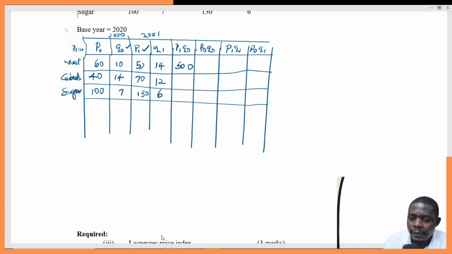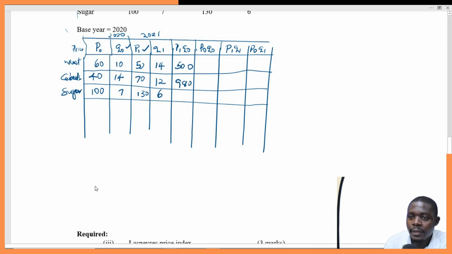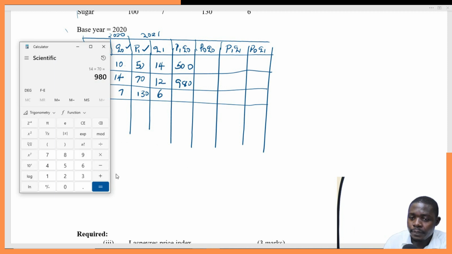14 multiplied by 7. 14 multiplied by 70. Not 7. You get 980. You record 980 there. Then we have another one, 7 multiplied by 130. You get 910.